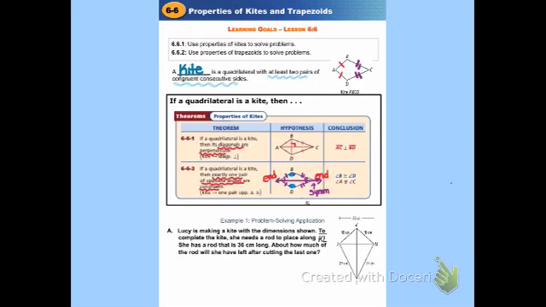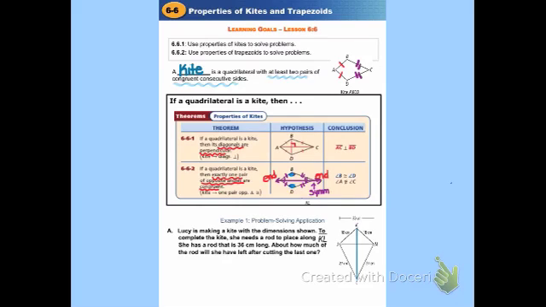To complete the kite, she needs a rod to place along KL. She has a rod that is 36 centimeters long. About how much of the rod will she have left after cutting the last one? Okay, first of all, let's take a look at this drawing. What we want to find is the length of KL. That's what we want to find by the time we're done.